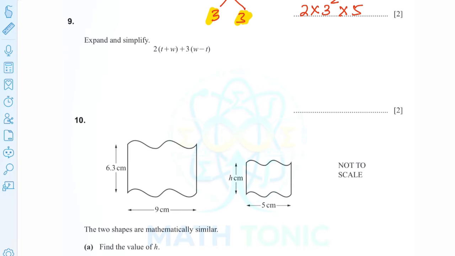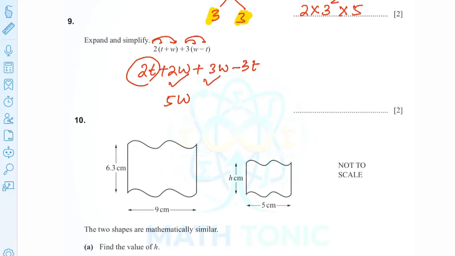Question number 9. Simply we have to expand this bracket. So this is 2t plus 2w, 2t times 2w, plus like that 3w minus 3t. So now check for the like terms: 2w plus 3w becomes 5w, and 2t minus 3t, 2 minus 3 is minus 1t. So we can write it as 5w minus t. Did you understand, everyone, clearly?